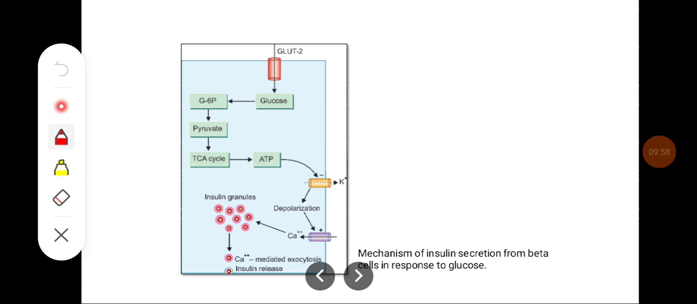So this is how insulin secretion occurs from beta cells. Glucose enters through the GLUT2, and glucose is going to enter into the TCA cycle, which produces the ATPs. ATPs inhibit the potassium efflux, so that leads to depolarization. That depolarization increases the calcium level in the cells, which is going to act on the insulin granules, and the insulin granules exocytose the insulin.